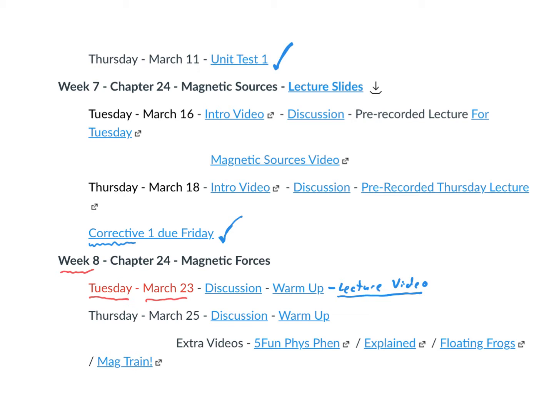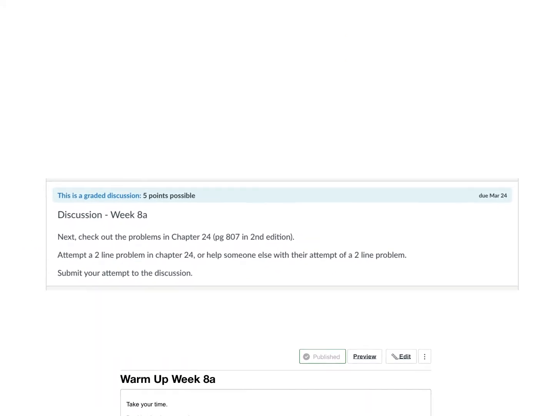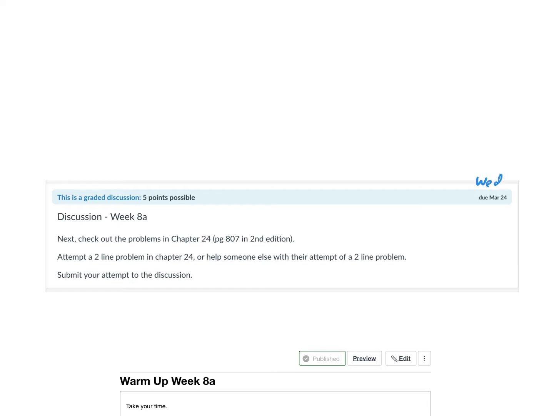How about looking at today? Today, we have a discussion and a warm-up. Our discussion, which is due by Wednesday at midnight, is to look at Chapter 24 and try to do a problem that requires calculations. A lot of what we've been doing so far has been just focusing on directions and focusing on these two right-hand rules. I want you guys to get out of that shell a little bit and see what you can do in terms of some calculations as well.